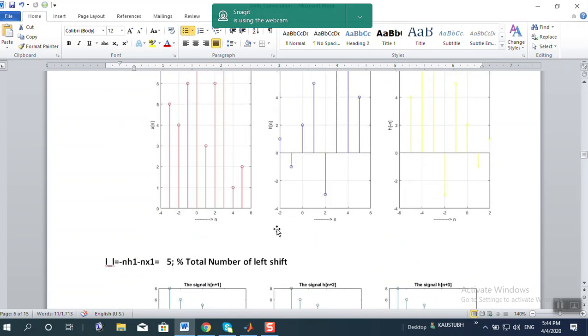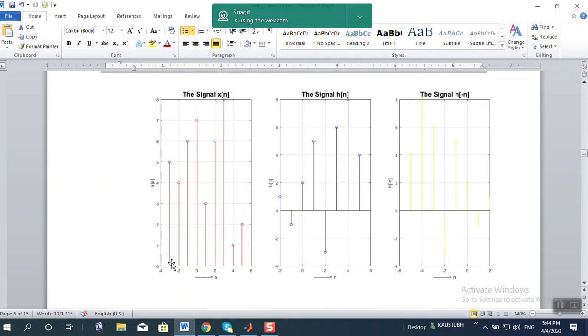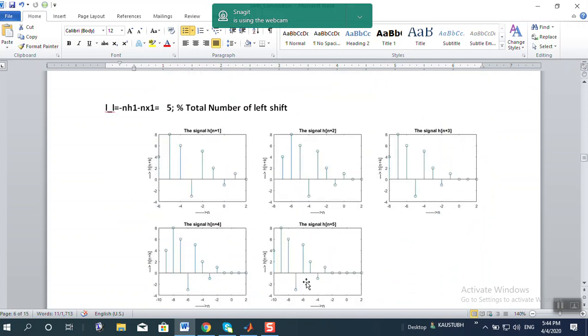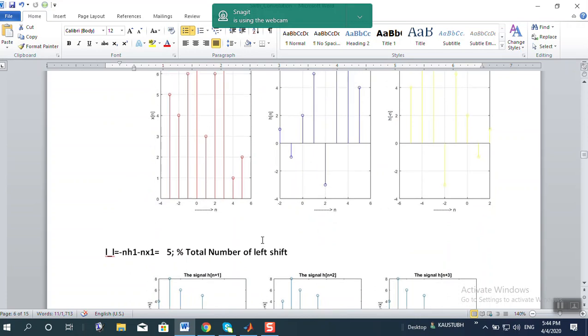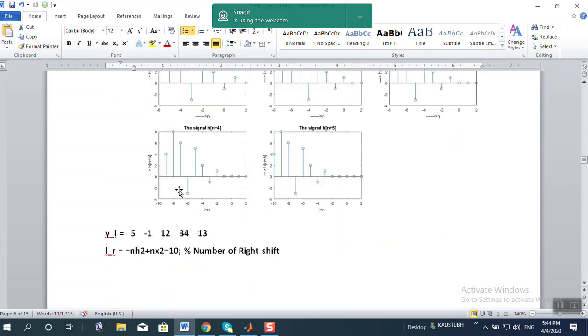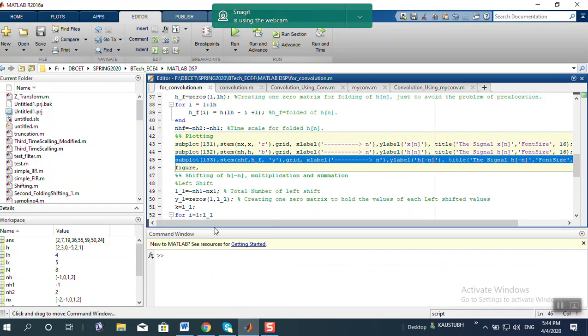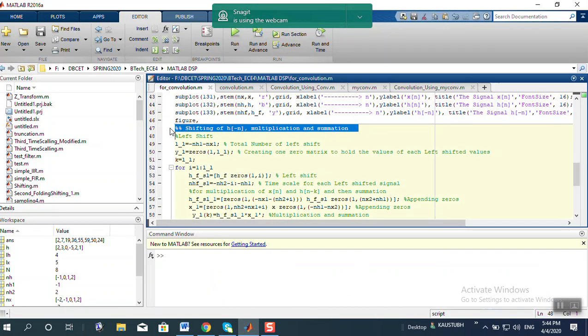But if you look at x, it has values up till -3. So if I shift one more to the left, then it will not overlap with any of the samples of x of n. That means all will be 0. Therefore, up till the 5th shift only for left shift. Get it? So how do we calculate it automatically? Minus nh1 minus nx1. So this is how: shifting h of minus n, then multiplication, then summation.